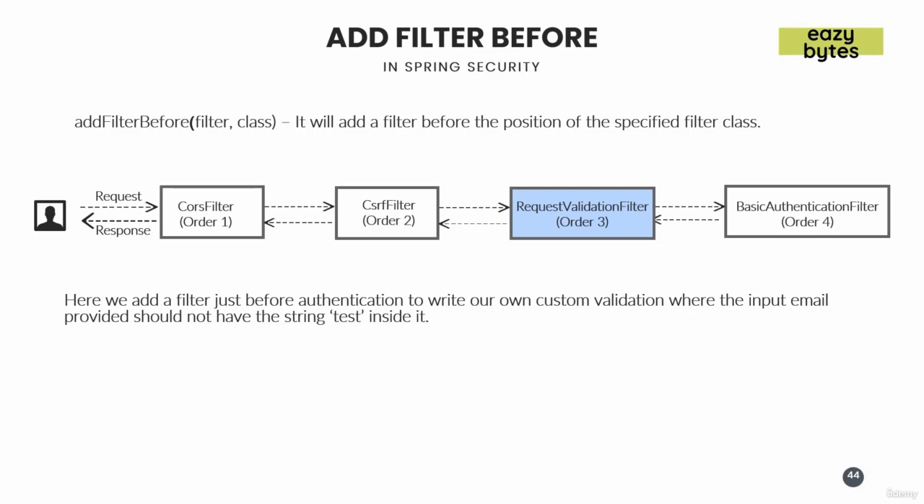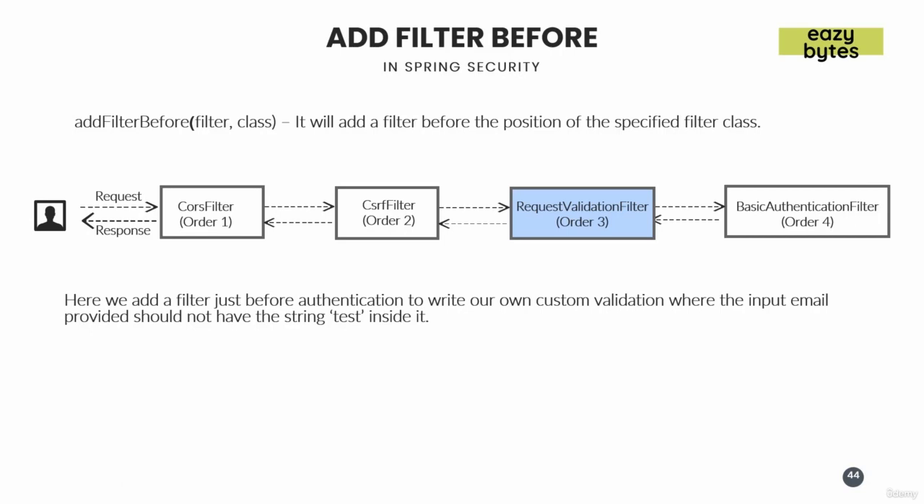Think of a scenario where we have a business requirement inside our application: when a user tries to enter his username or email on the login page, we should not accept any username or email which has the word test, T-E-S-T, inside it. Of course, I can validate this on the UI side also, but I want to validate on the backend side so that if some authentication fails due to this reason, I can log it or write an exception into a database.